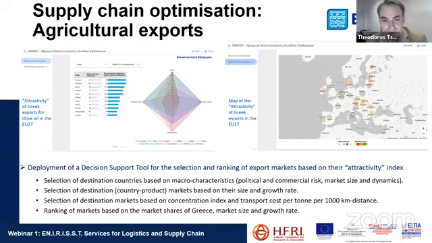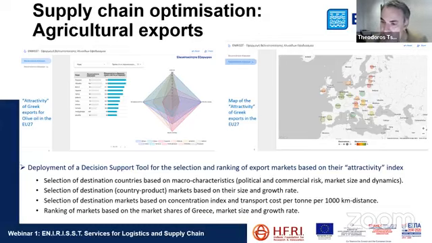Then at the second stage, we have the destination markets, some filters concerning the most promising pair of country products per size and growth rate. So the markets which are most promising were classified as the top based on some specific threshold, and can proceed to the next stage. And then in the third stage, we distinguish and rank the destination markets according to the concentration index of the exported country and market and product market.